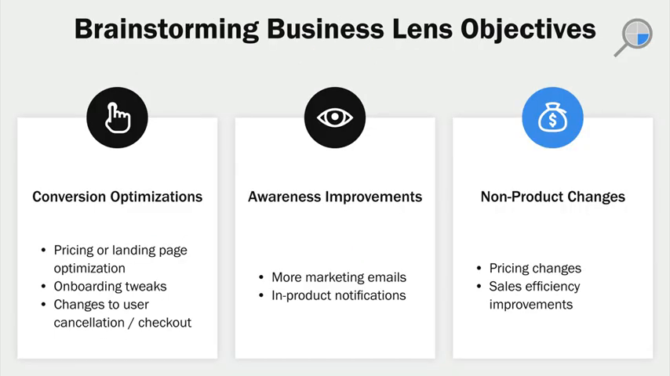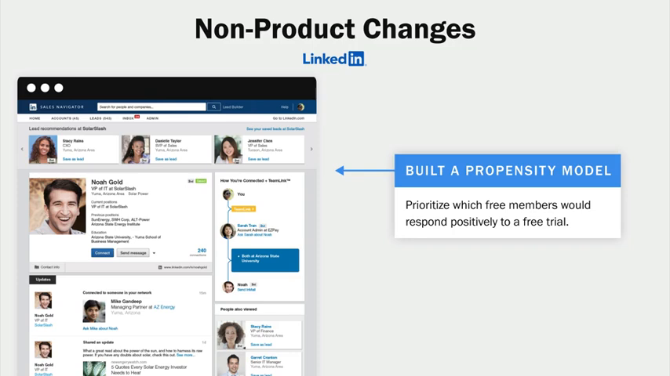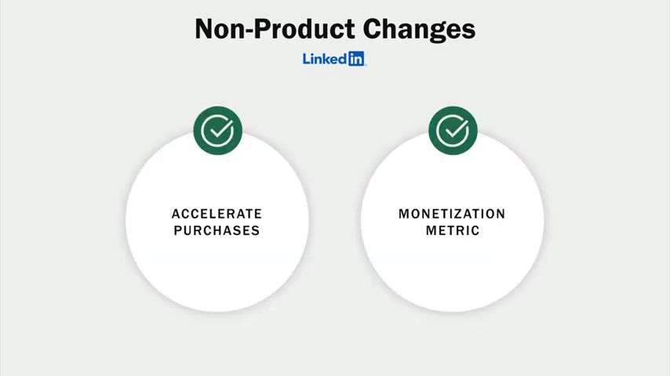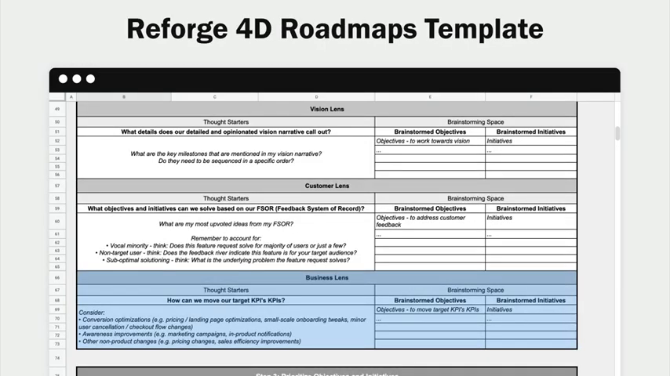The third common category of business lens objectives is other non-product changes, such as pricing changes or sales efficiency improvements. For example, LinkedIn Sales Navigator built a sales propensity model to prioritize which free LinkedIn members were most likely to respond positively to a free trial. These prioritized members would then get a free trial offer. The sales propensity model only affected which users received a free trial email and didn't directly modify the core product experience of Sales Navigator in any way. However, it did significantly accelerate purchases of Sales Navigator, improving their target monetization metric.